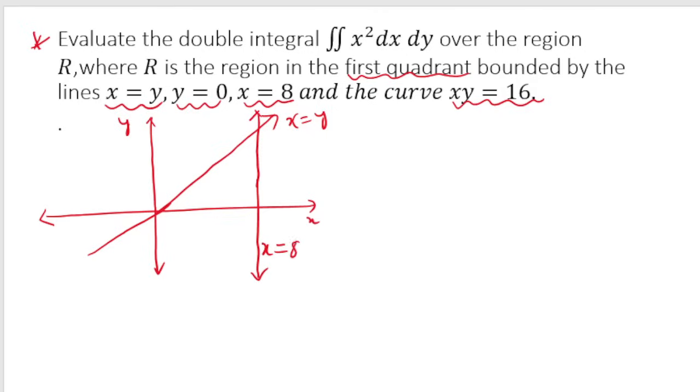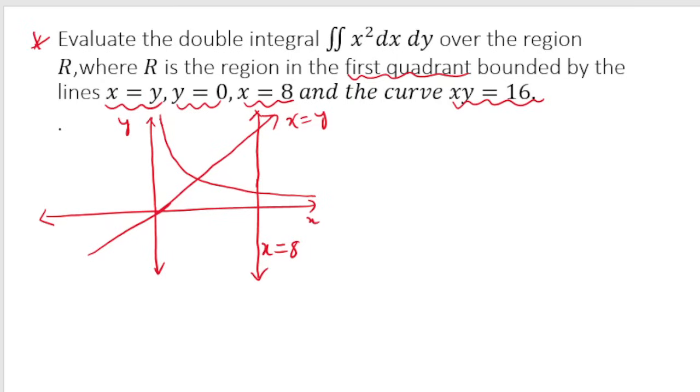Okay, and the curve xy is equal to 16. How many of you can draw this curve xy is equal to 16? Basically this is the curve that is the hyperbola, right? I don't know how many of you know how to draw it, but just to help you understand, the curve will look like this. If you take x very very large, this curve will become very very close to the x axis, and if you take x very very small, this curve will become closer to the y axis.